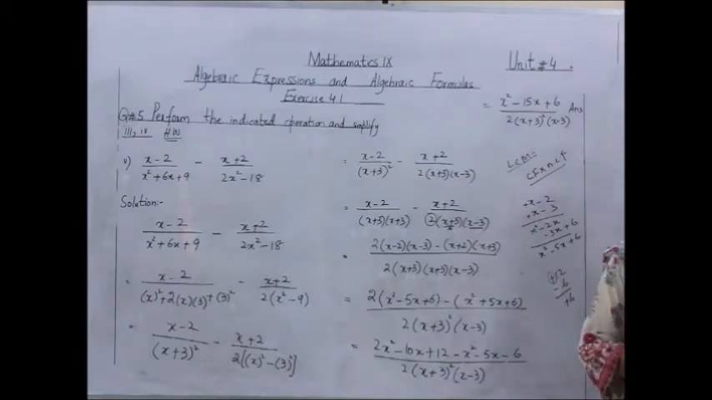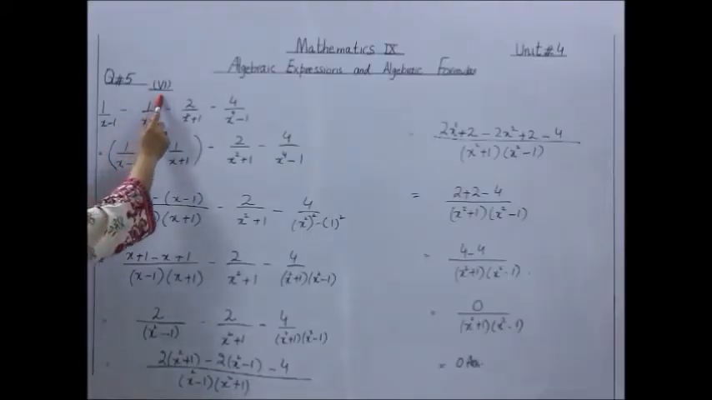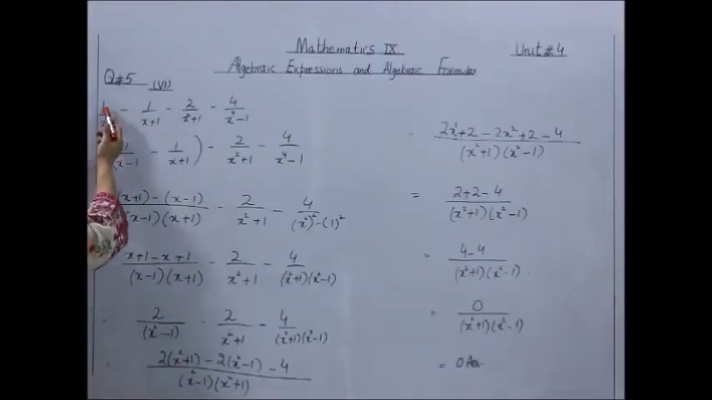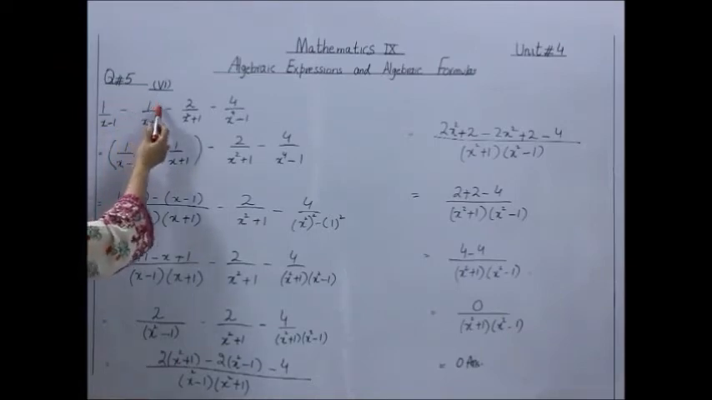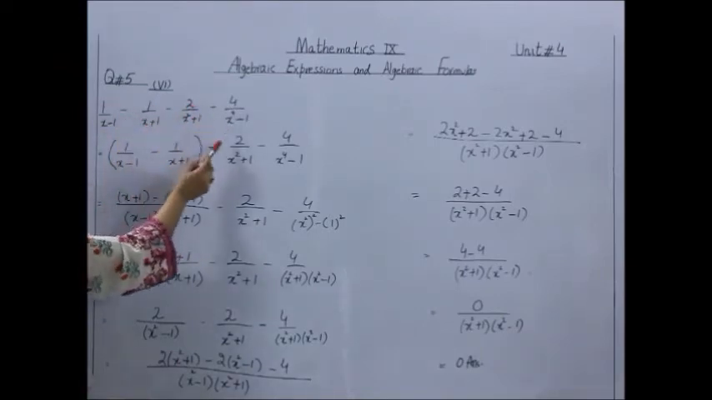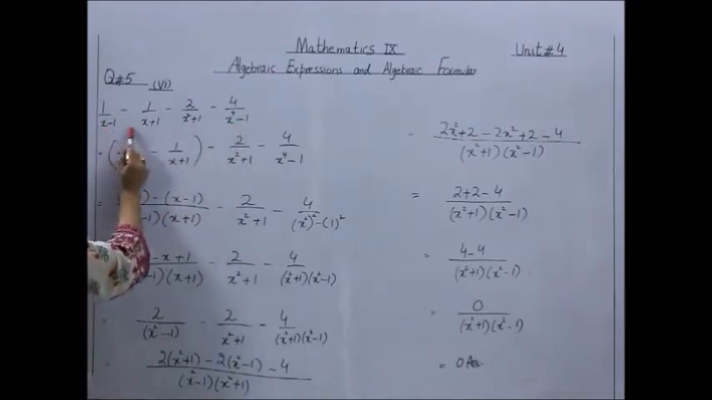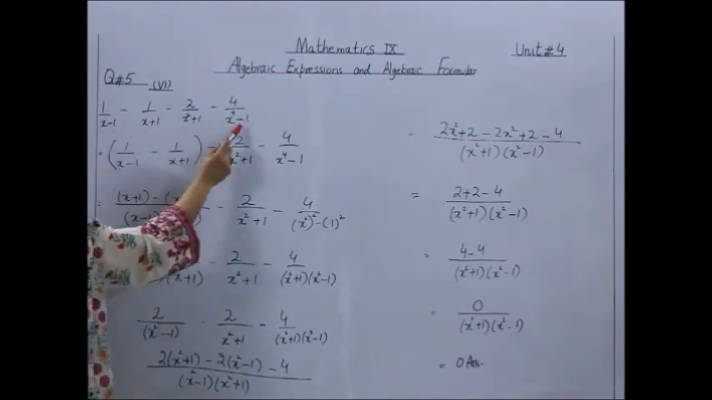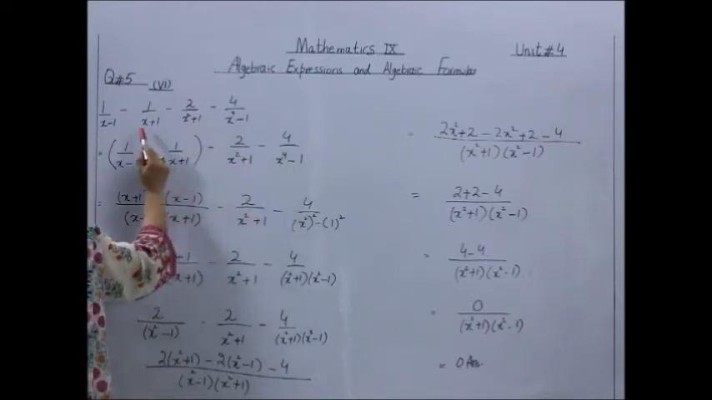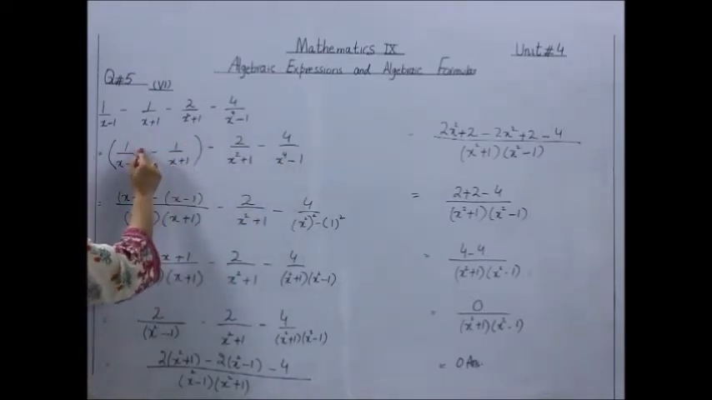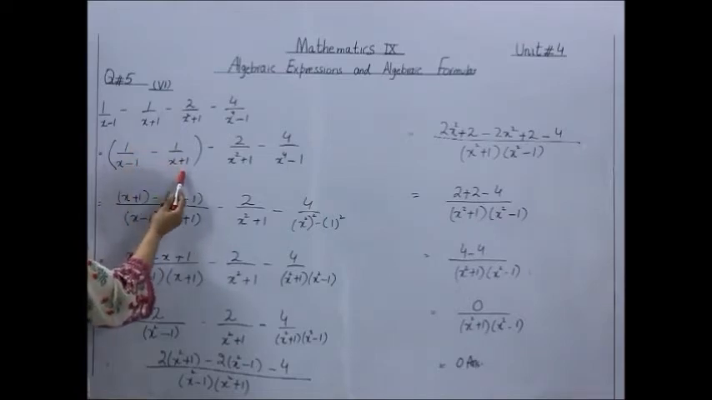The next part, number 6 of question number 5, is 1 by x minus 1 minus 1 by x plus 1 and so on. See, there are 4 terms in this question, so we will first solve these 2 terms and then move to the next 2 terms. We will do the same procedure. Rational expressions are there, so we will take LCM.